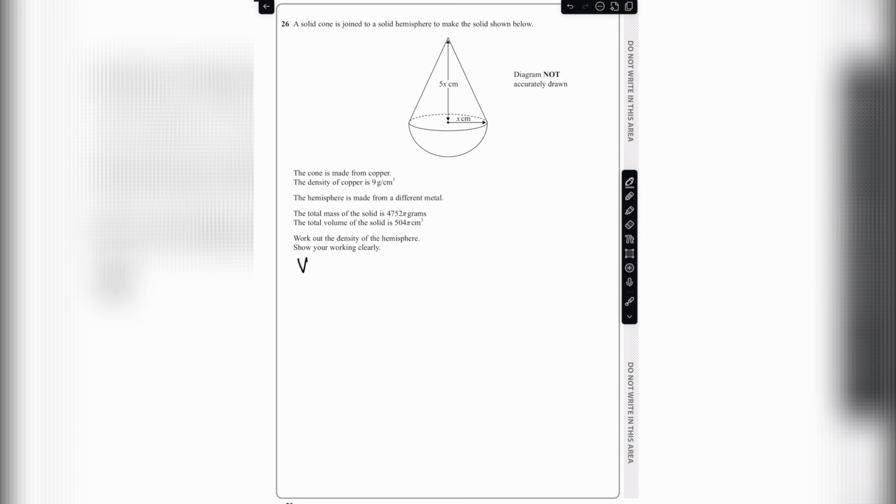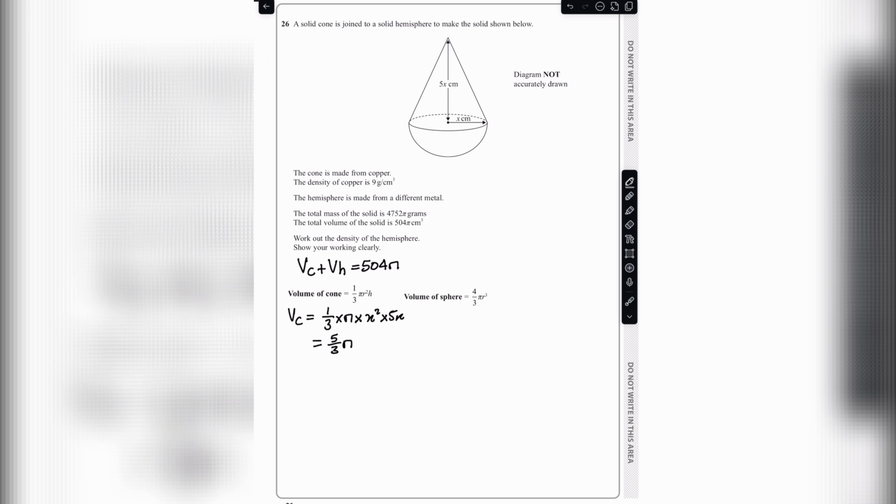We can state that the volume of the cone plus the volume of the hemisphere equals 504 pi, and the volume of a cone and the volume of a sphere can be determined using these equations. So the volume of the solid cone is a third multiplied by pi multiplied by the radius, which is x squared, multiplied by the height 5x, and that simplifies to 5 over 3 pi x cubed. And given as we have a solid hemisphere, we need to divide the volume of the sphere by 2, and that gives us 2 over 3 pi x cubed.